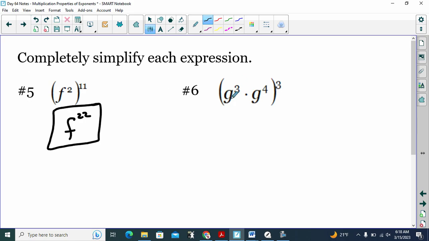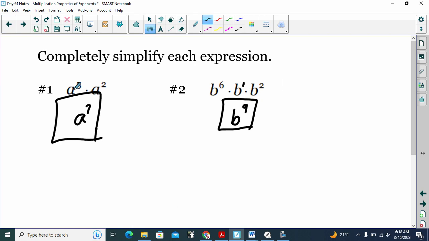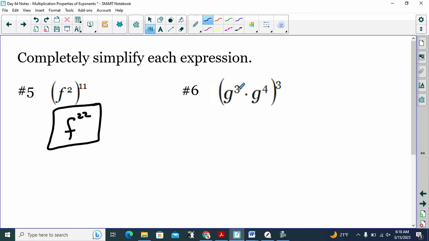Inside the parentheses, I've got g cubed times g to the 4th. And that looks a lot like those first couple we did. When I multiply, what am I doing to the exponents? I'm adding the exponents. 3 plus 4 is 7. That's g to the 7th. So I simplified this here, and then I'm going to copy the rest of it. Parentheses to the 3rd. And now it looks a lot like number 5. Power of a power. We multiply the exponents. 7 times 3, g to the 21st.